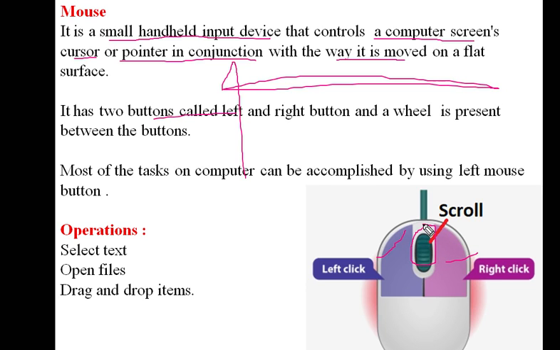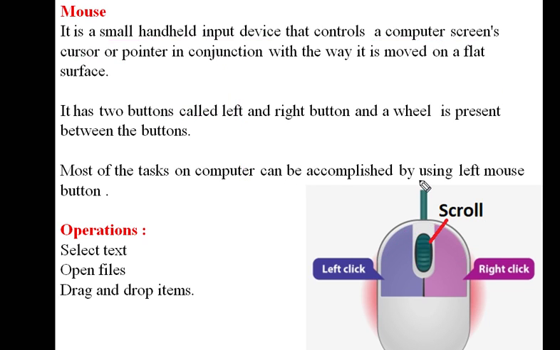Okay, most of the tasks on a computer can be accomplished by using which button? Left mouse button, this button. Then with the help of the mouse we can perform these operations. One is selecting a text, opening files, or playing video files. Any kind of files you can open. Then one more facility is drag and drop of items.